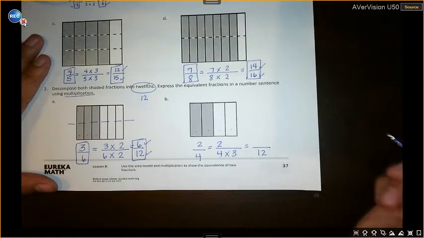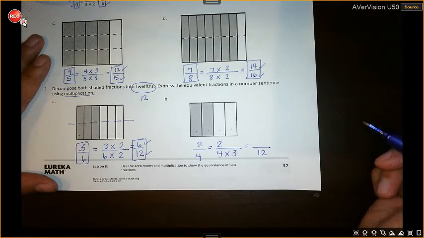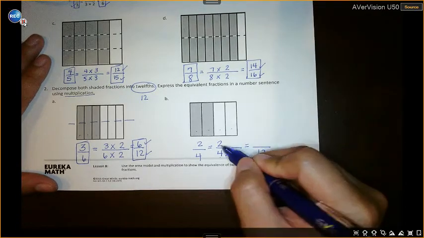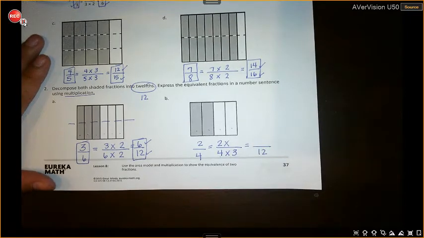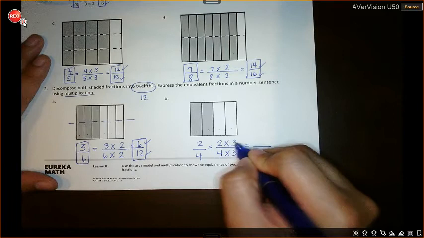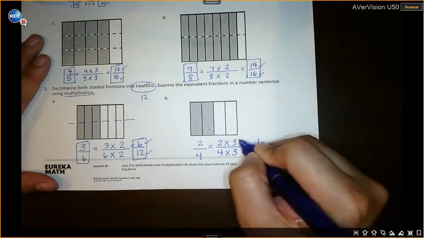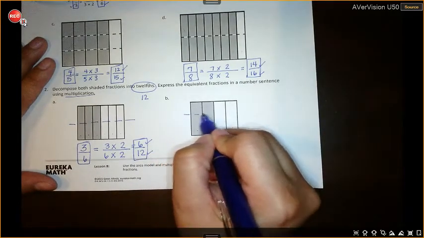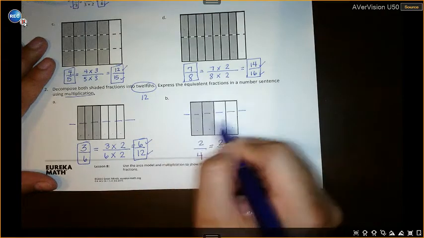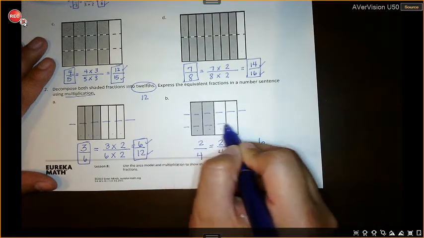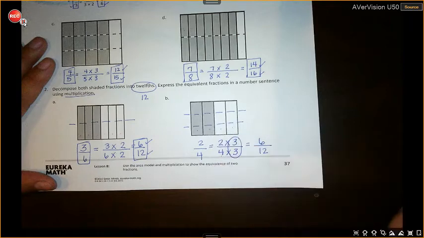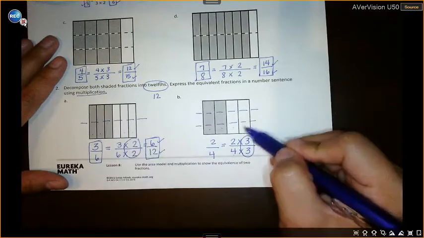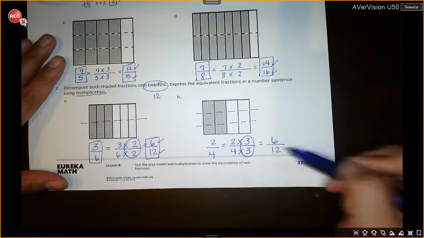So remember earlier I said that the numerator and the denominator needed to be multiplied by the same number in order to create equivalent fractions. So what do you think the 2 is going to be multiplied by? Yes, 3. What is 2 times 3? 6. Since we're multiplying by 3, we have to have 3 sections. So we need to divide this whole into 3 rows like this, because we multiplied by 3. Just like this one, we multiplied by 2. We have 2 rows. Here you're multiplying by 3, so you're going to have 3 rows to represent 6 twelfths.